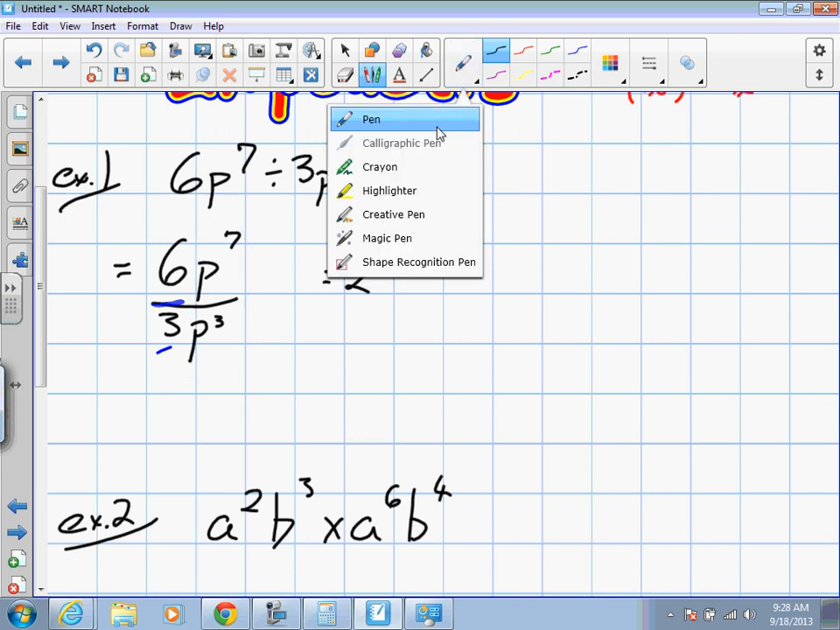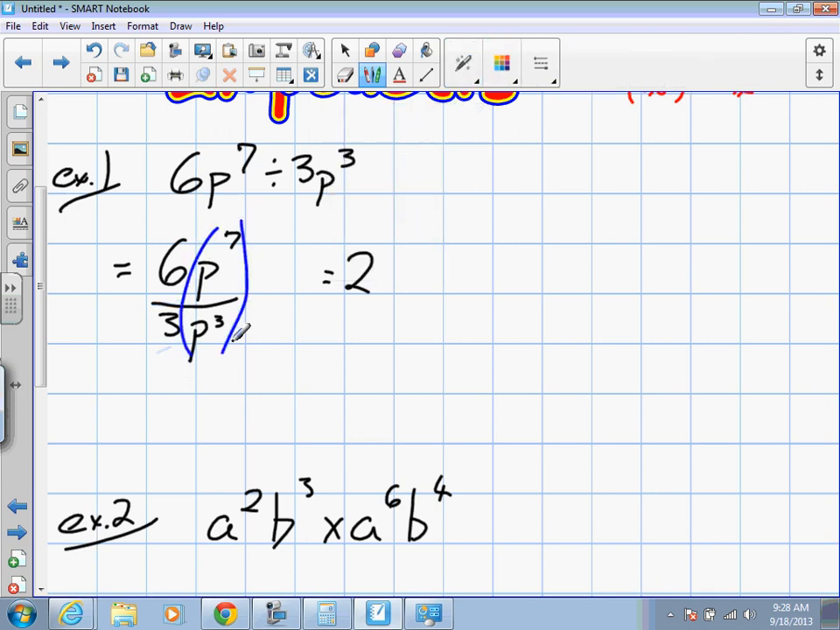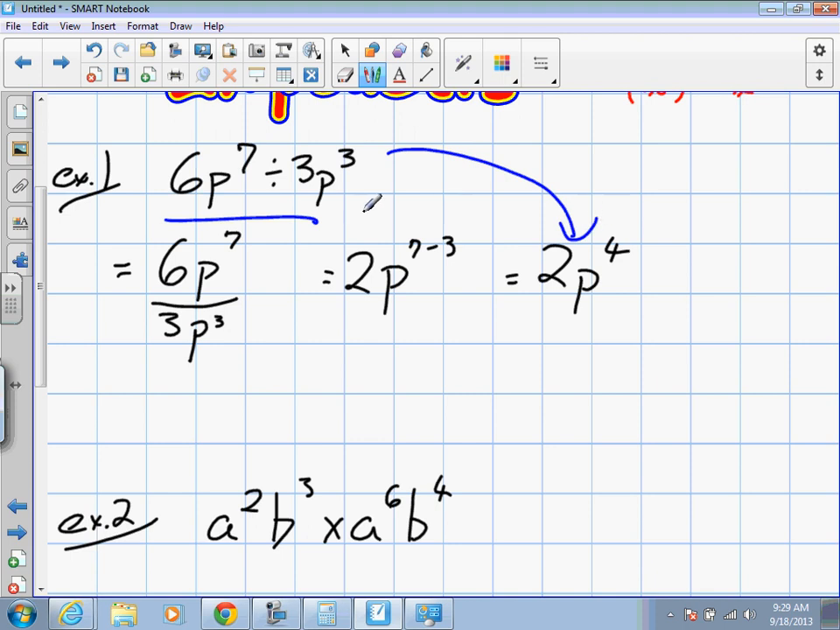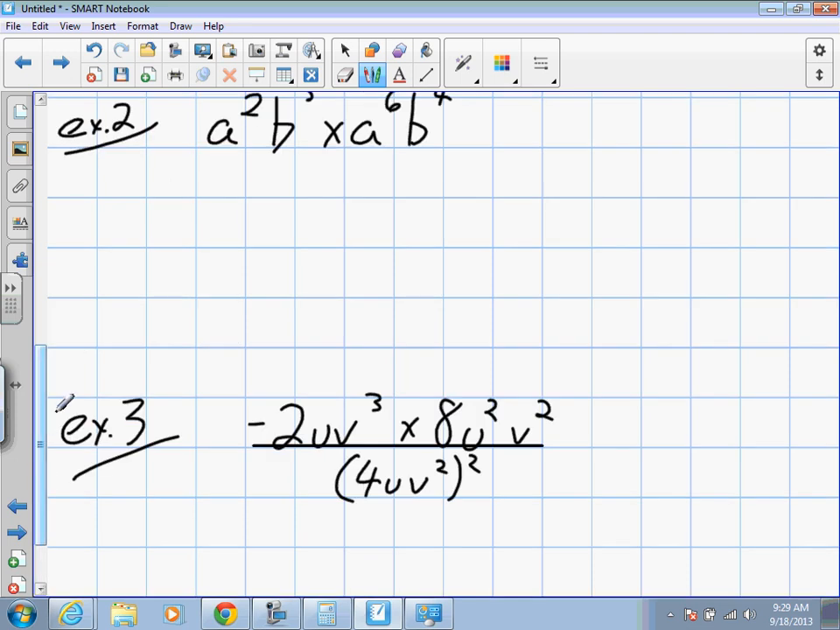Now with that being said, how would I simplify these two variables? You know the variable is going to be what variable? It is going to be p. And what do we do with these two exponents? We subtract them. So it'll be 2p to the power of 7 minus 3, which will be 2p to the power of 4. So all of this simplified to that. Okay? Maybe rewriting it will help you make sense of the rules a little more. Let's go to the next example.